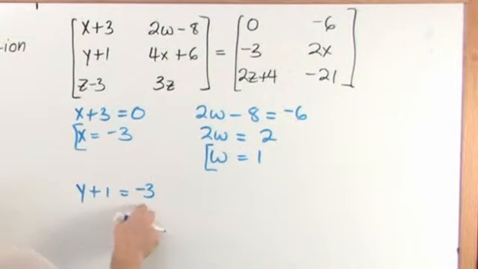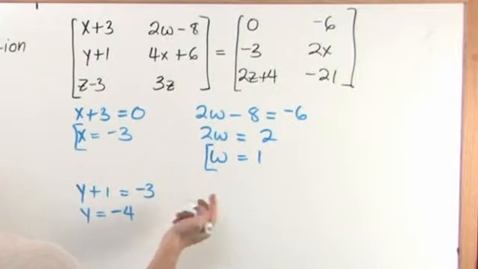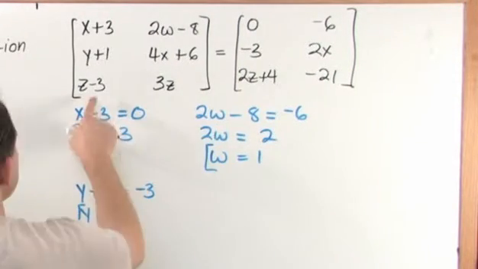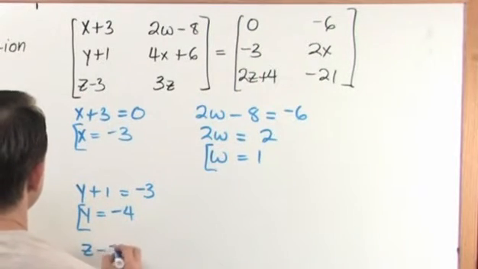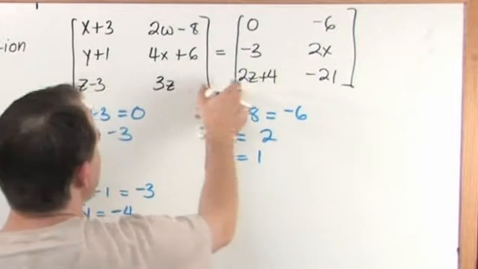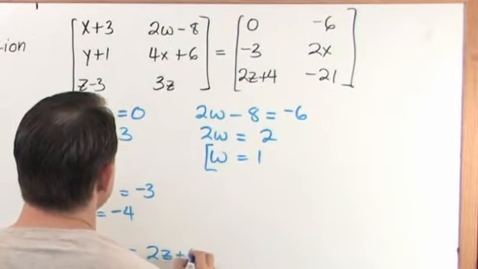Okay, and to make it happen, you move the 1 over here, so you subtract 1 from both sides, and you're going to have -4. Move the -1 over, -3 minus 1 gives you -4. Okay, and looking over here, you'll have z minus 3 has got to be equal to the corresponding guy over here, which is 2z plus 4.